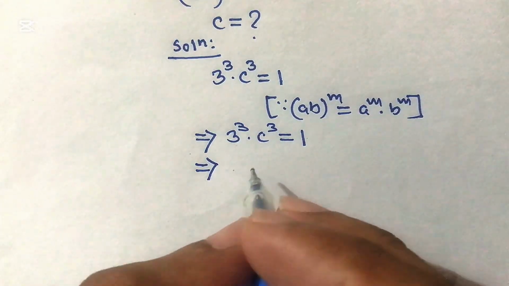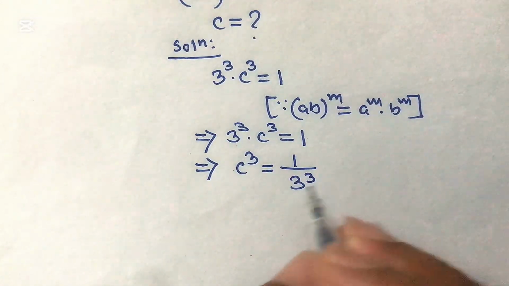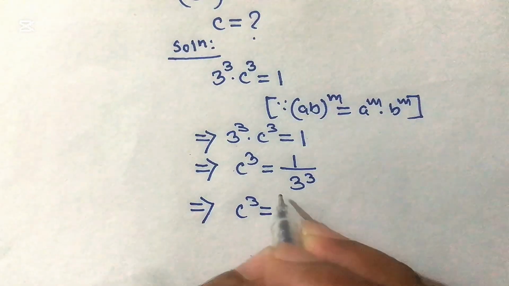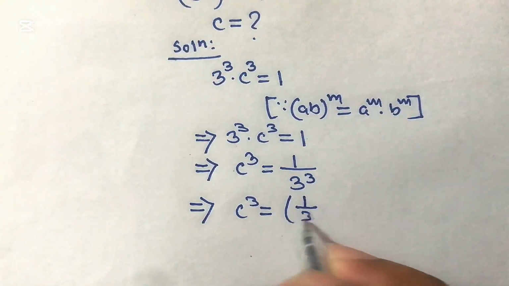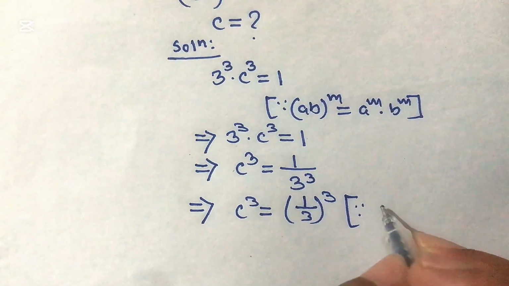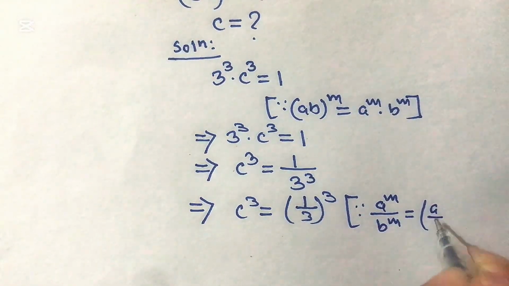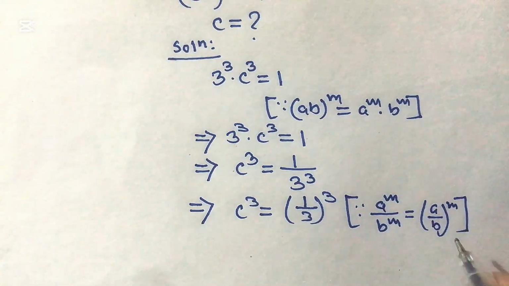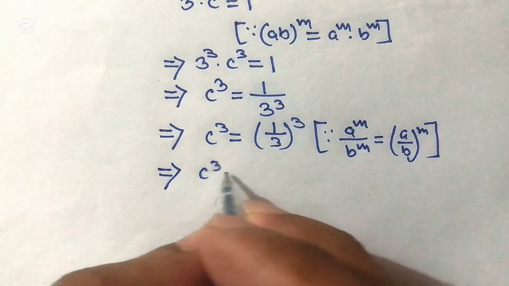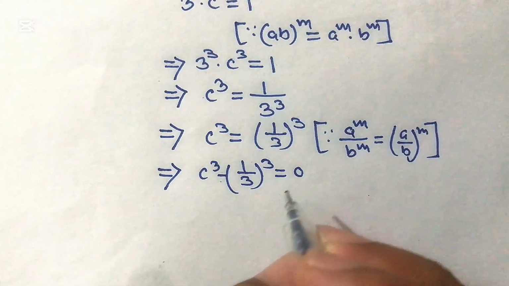Now we can write it as c³ = 1/3³. We can also write it as this, because according to the exponential law, a^m divided by b^m is equal to (a/b)^m. Now, c³ − (1/3)³ = 0.